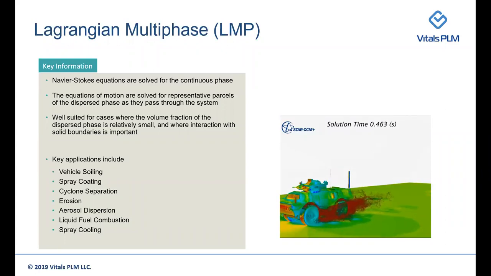The key applications include vehicle soiling. Here in this animation, what we see is an armored vehicle moving in desert conditions, and as a result we see how the sand particles, which are lifted by the rotating tires, interact with the other surfaces of the armored vehicle. We can also see the Lagrangian multiphase application in spray coating, cyclone separation, erosion, aerosol dispersion, liquid fuel combustion, and spray cooling.